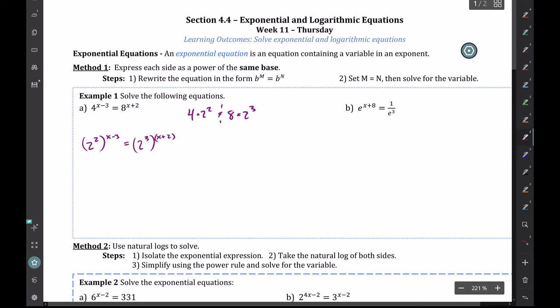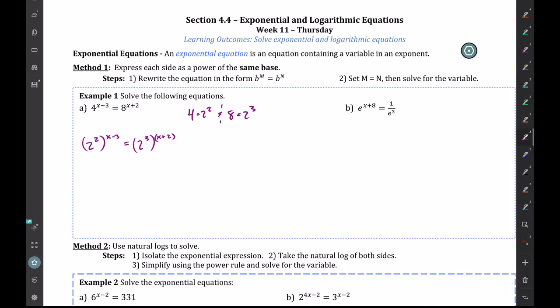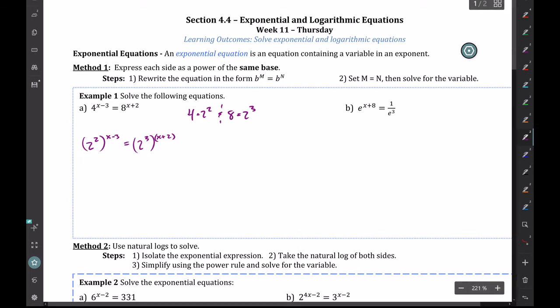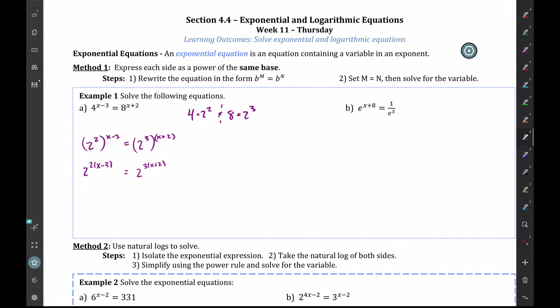Now if you know your properties of exponents, 2 squared raised to the x minus 3 is the same as 2 raised to the 2 times x minus 3. So you can just multiply the exponents. And the thing on the right is 3 times x plus 2, so it's 2 raised to the 3 times the quantity x plus 2. And now that we have these in the same base, we can set m equal to n.